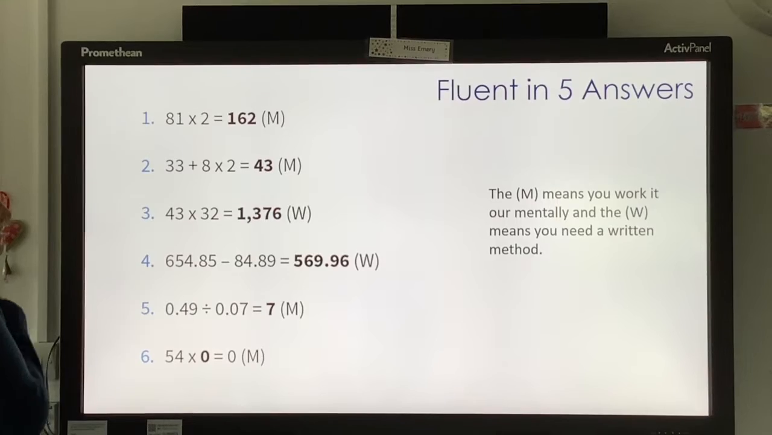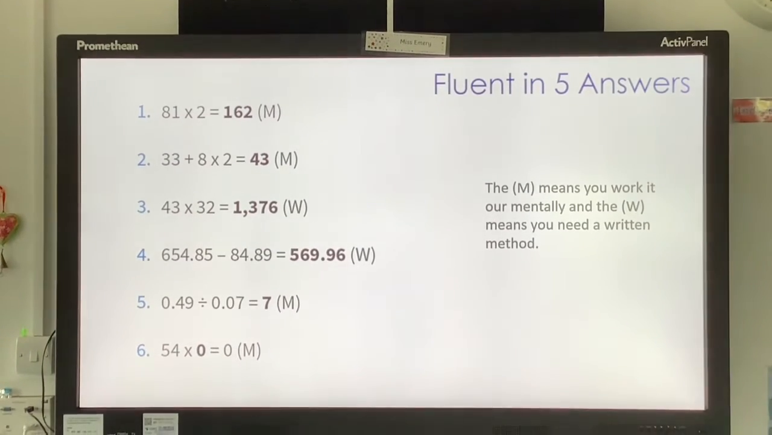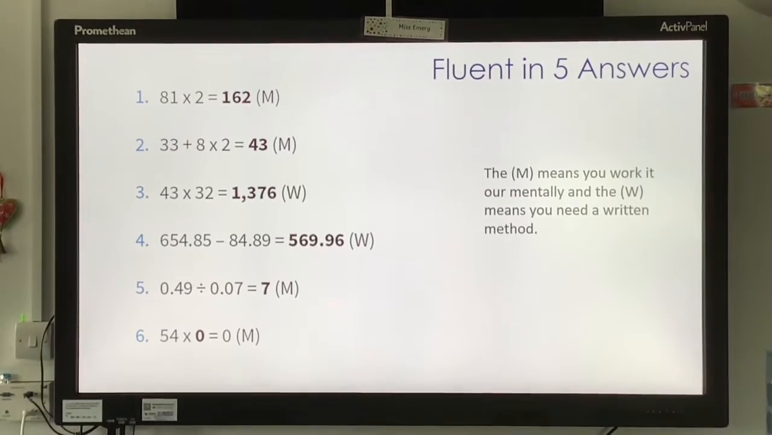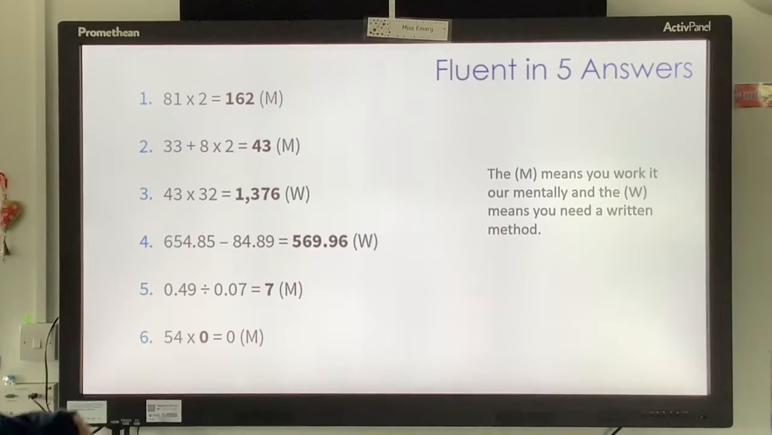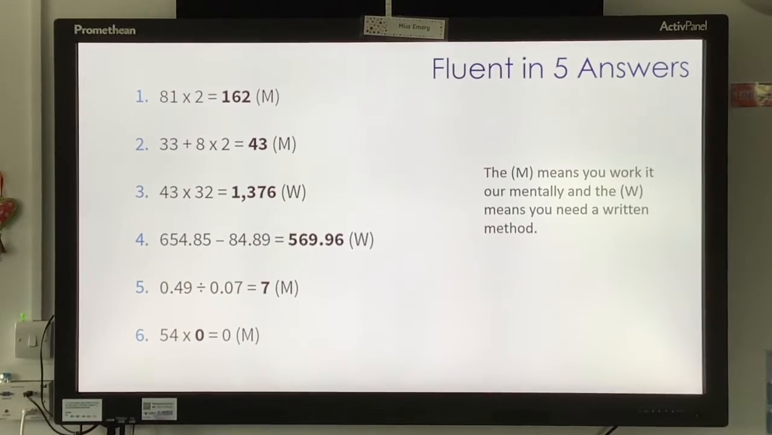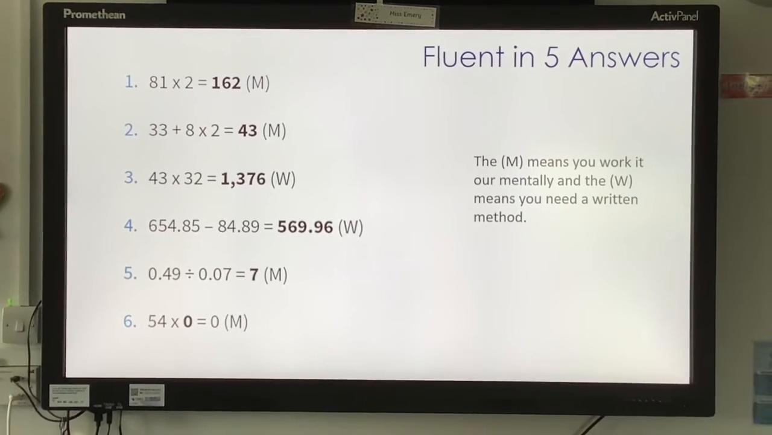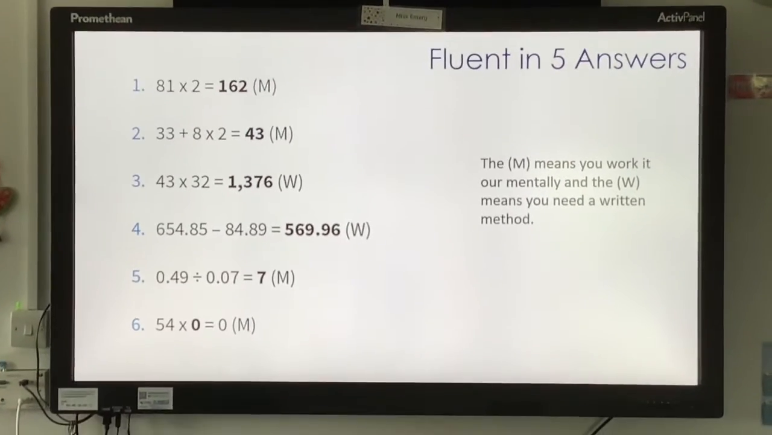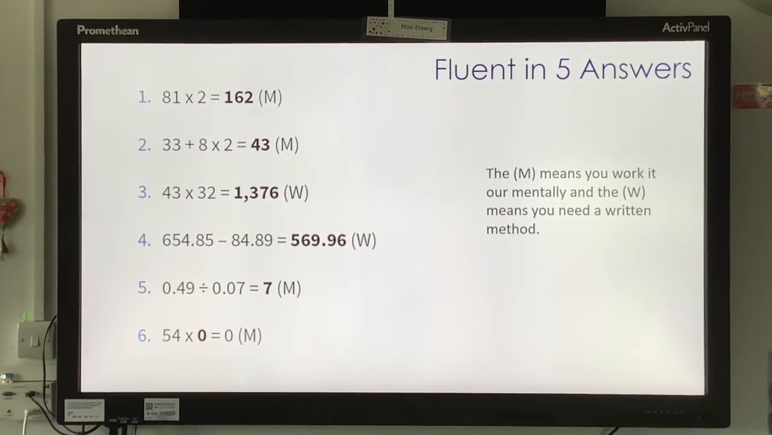654.85, take away 84.89 gives you 569.96. 0.49 divided by 0.07 gives you 7. And 54 times 0 gives you 0. Please let none of you write 54. When you multiply by nothing, you always have nothing.